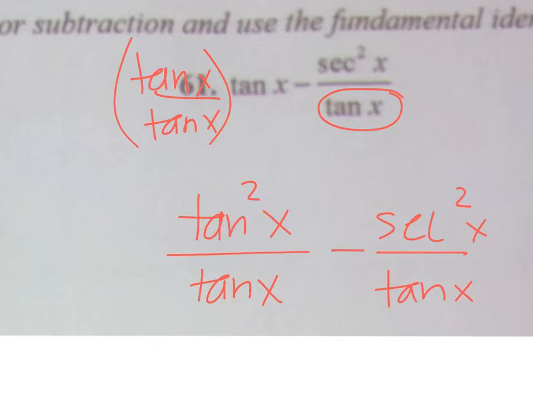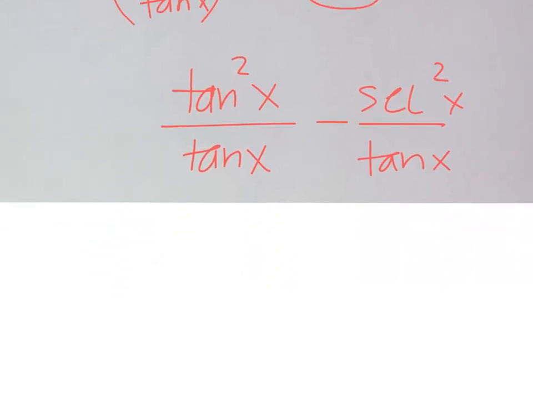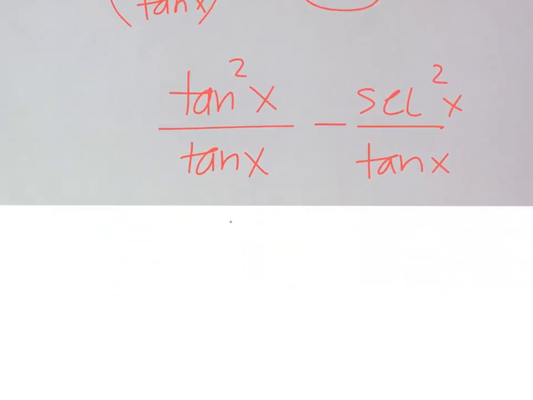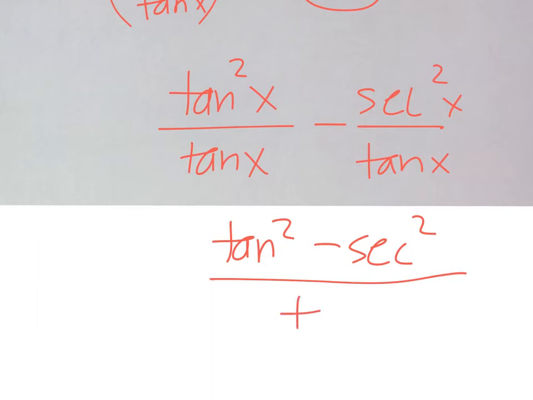Now that I have two fractions with the same denominators, I can add the numerators. In other words, in this case, subtract the numerators, because it's a minus problem, over one single denominator.